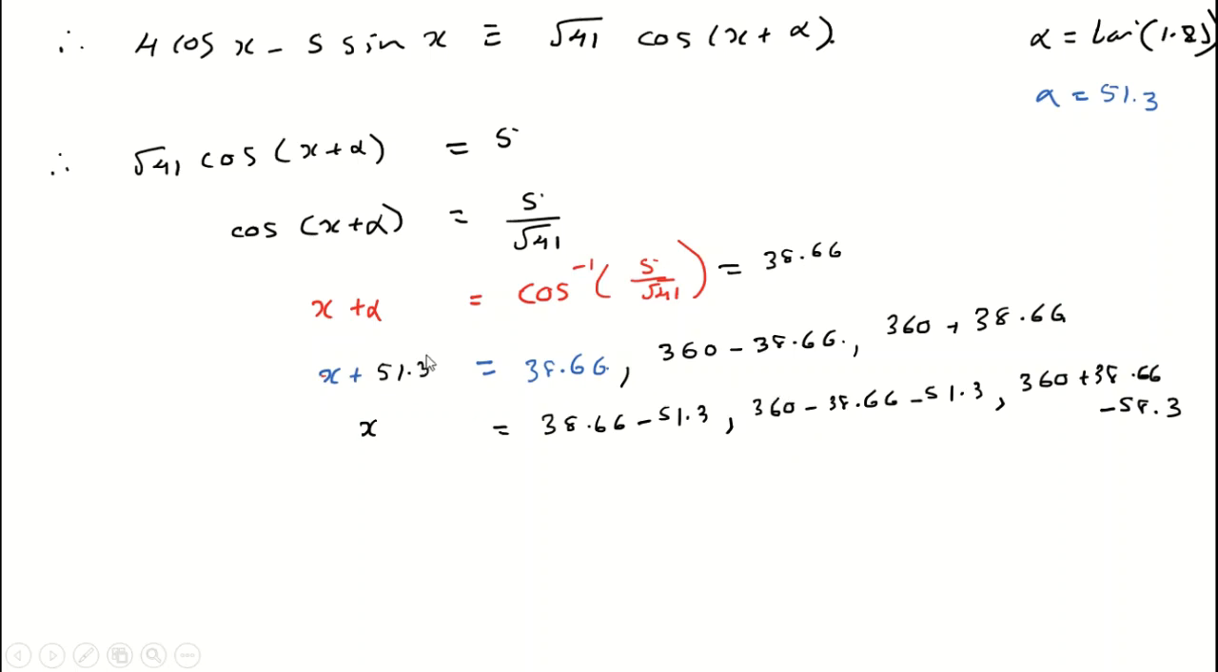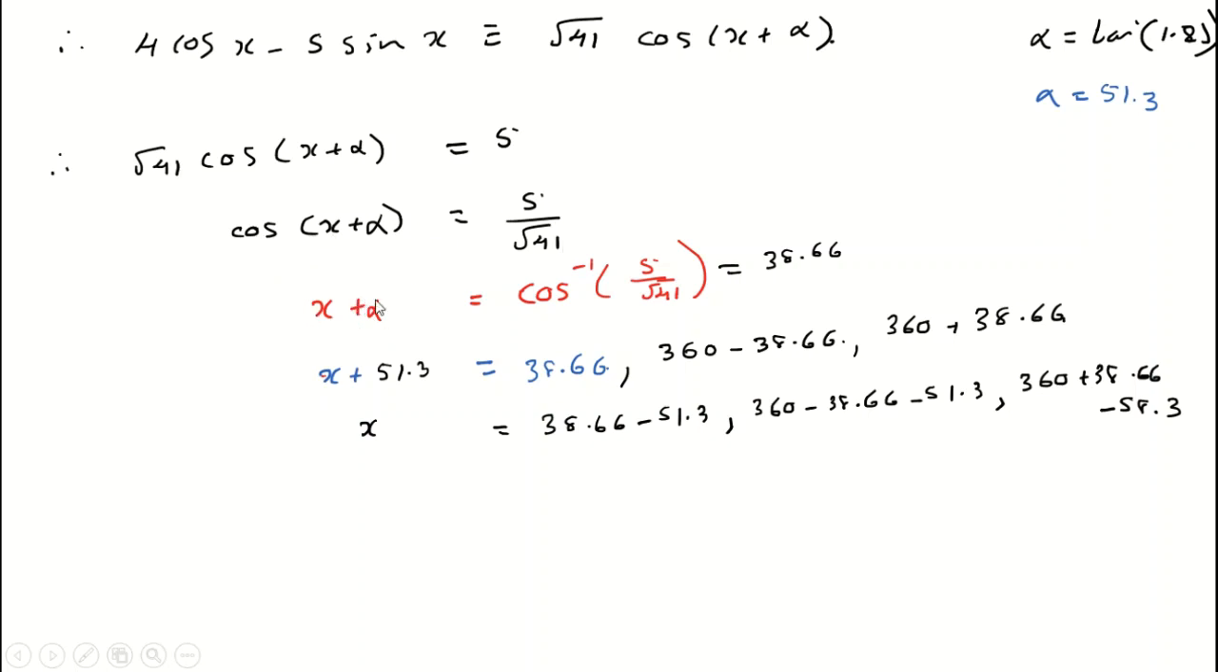Then tan inverse 1.25 is equal to 51.3. Then we can write 4 cos x minus 5 sin x is equal to root 41 cos x plus alpha. Here alpha is equal to 51.3. So therefore root 41 cos x plus alpha is equal to 5. This is the equation given. This is equal to 5 was the equation. So cos x plus alpha is equal to 5 over root 41.